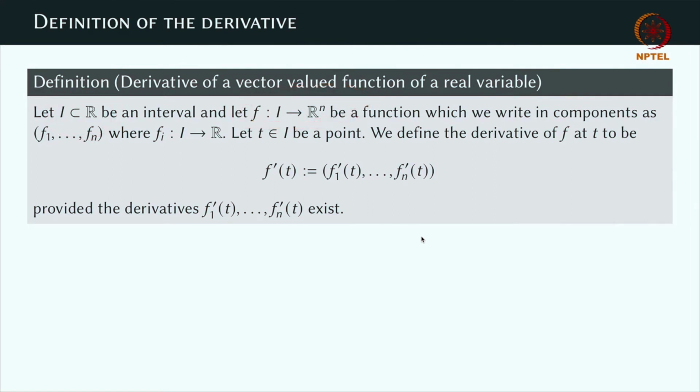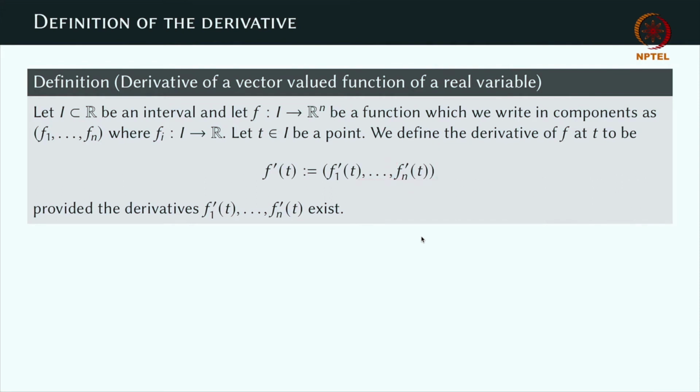Now since this is a function taking values in Rn, we can write down the function in terms of its component functions f1 to fn, where each fi is a function from I to R. Now fix a point P in I. We want to define the derivative of the function f at this point P. We define the derivative to be quite simply the vector whose component functions are nothing but f1 prime of t, f2 prime of t, fn prime of t.